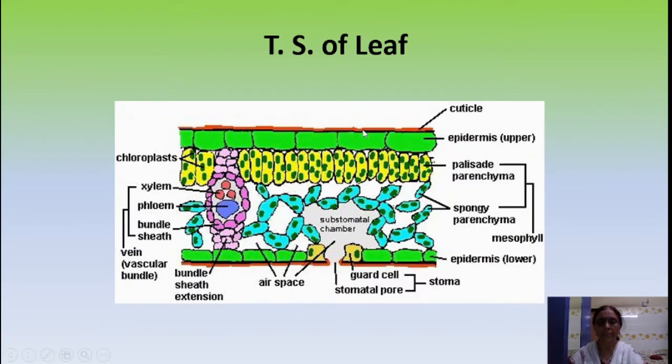Let us see the transverse section of a leaf. Here is the upper epidermis, cuticle, the mesophyll, the lower epidermis, and on the lower epidermis are present the guard cells or stomata.